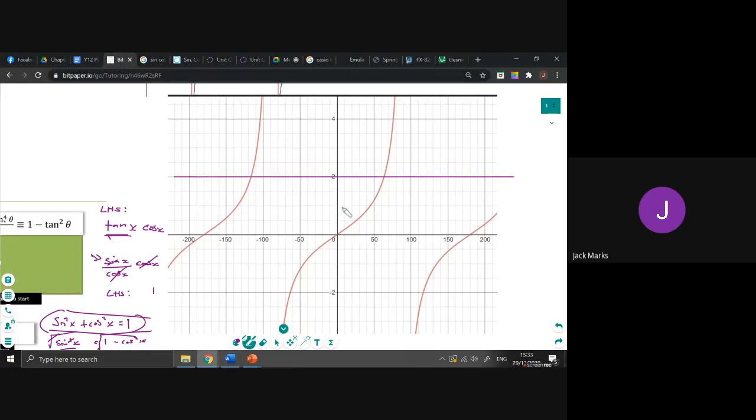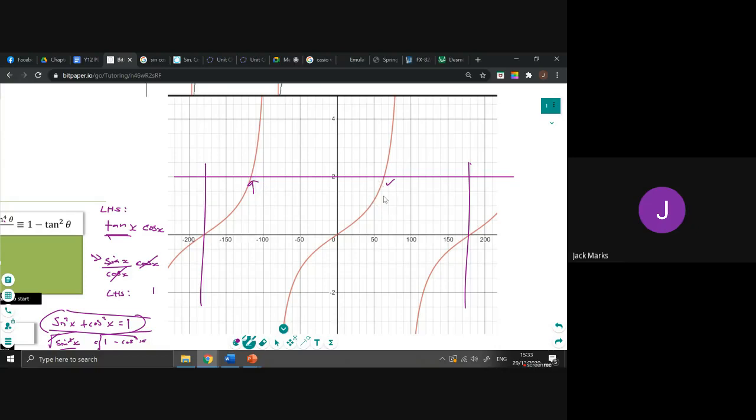So 60, whatever it was, 63, I think it was. That was that one there. But remember, we were looking for between minus 180 and 180. Now, on the diagram, you can see quite clearly where the other answer is. It's over here, isn't it? Okay. And how do we get that?